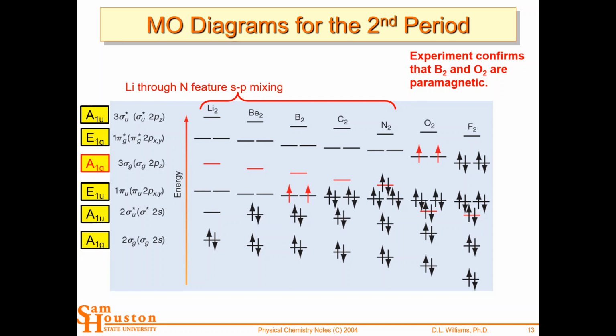So then you follow that, and you see the sp mixing gets smaller and smaller and smaller as we get to larger and larger atoms. So when we get to nitrogen, it's still present, but when we get to oxygen and fluorine, it's pretty well gone away. And so then this A1G level has now gone below the pi bonding levels. Everything else is the same.